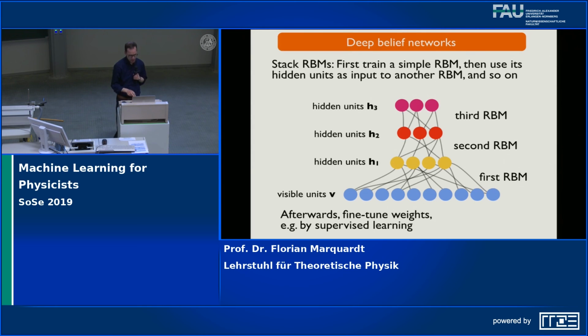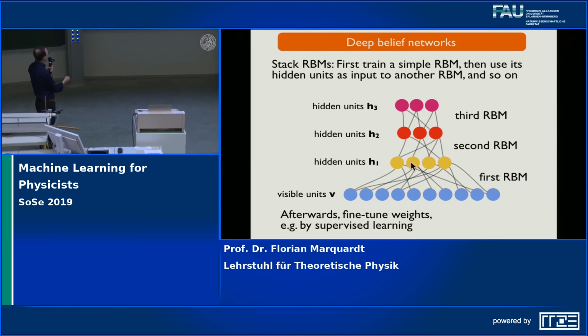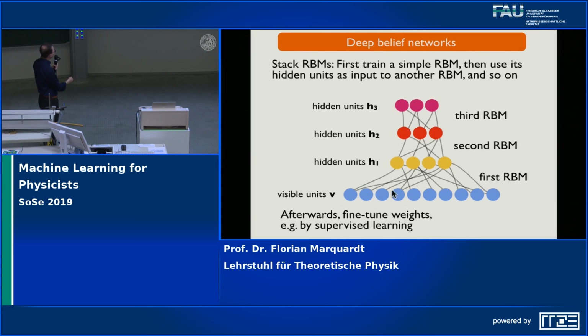Okay. Then there's another thing. Maybe you want to make your restricted Boltzmann machine more powerful. We know already from supervised training that to make networks more powerful, we just need more layers. So you can play the same game here. For example, first you do training on this simple restricted Boltzmann machine with one visible layer and one hidden layer.